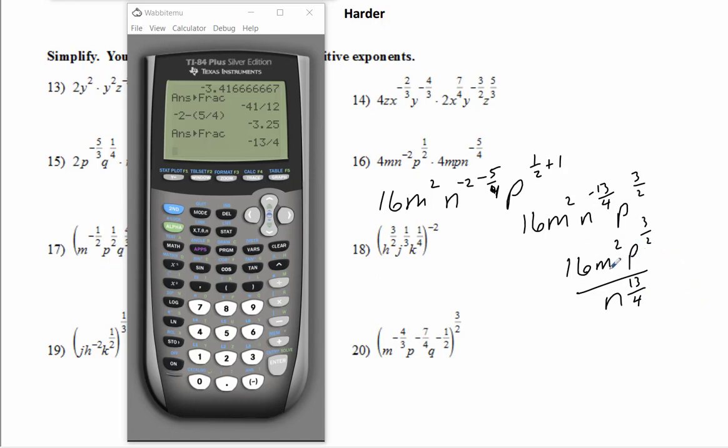Now, the order doesn't matter. You can have m first or p first. Doesn't matter. That is not a big deal. Usually in Canvas, I will probably put the variables in alphabetical order. So if you want to get them right that way, you can, but it really doesn't matter the order in which you do put them in. So let's go on to 17.